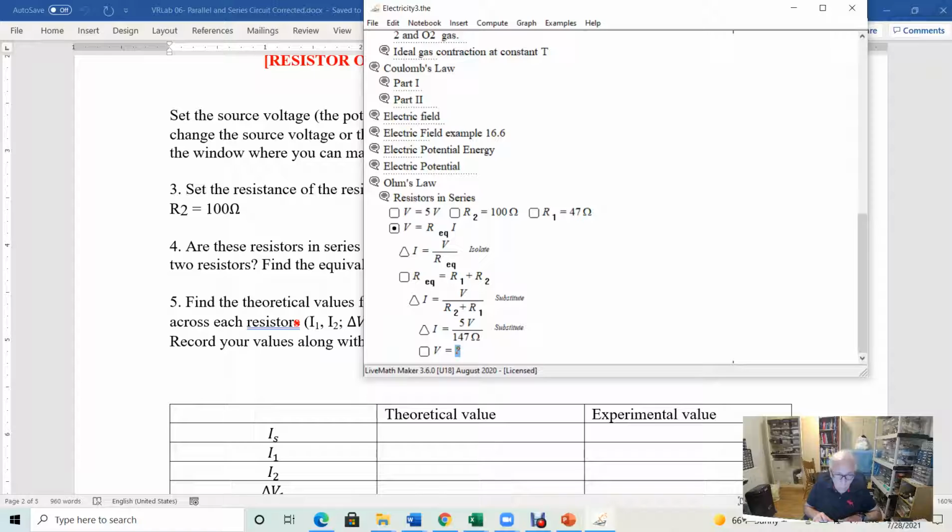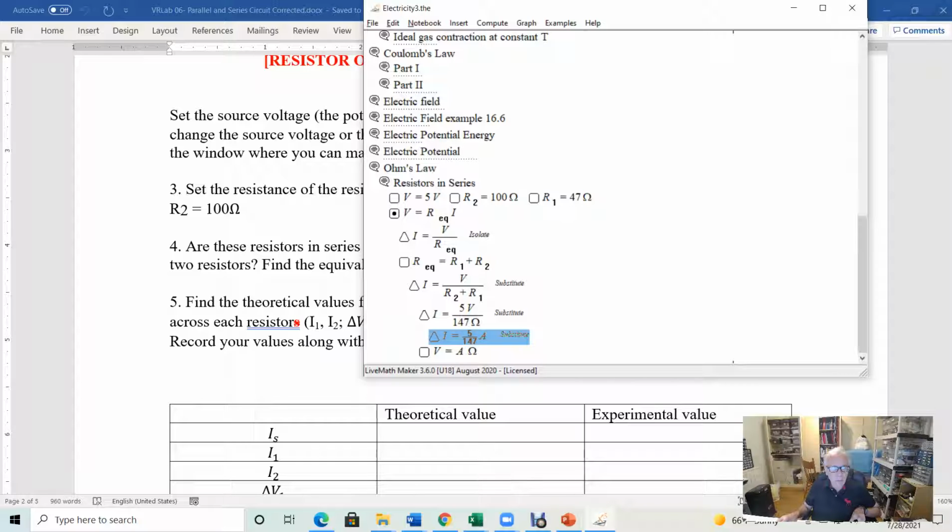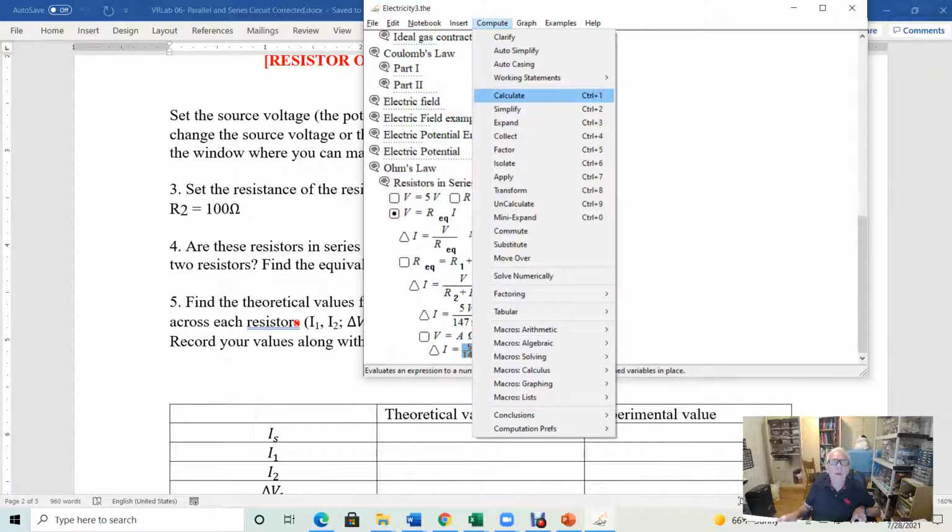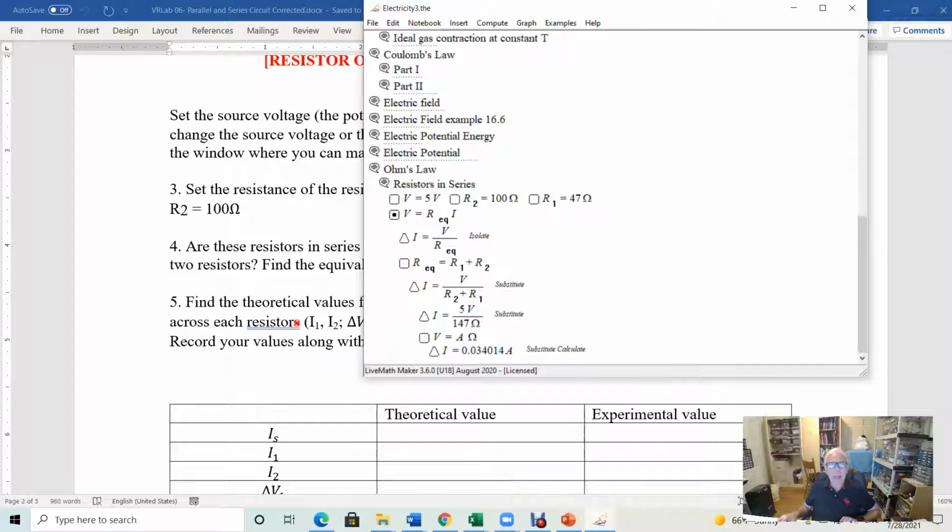volts is equal to amps times ohms. That's Ohm's law, V equals R I, right? The unit of volts is equal to the unit of amps multiplied by the unit of ohms of the resistance. Calculated, that's what we get. I get a current of 0.034 amps for this specific case, which is 34 milliamps. That's a reasonable value for a current in a circuit.